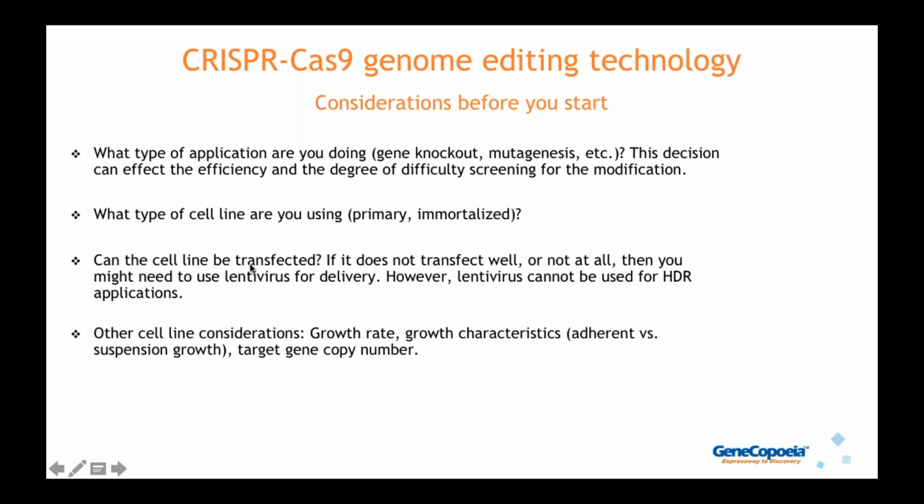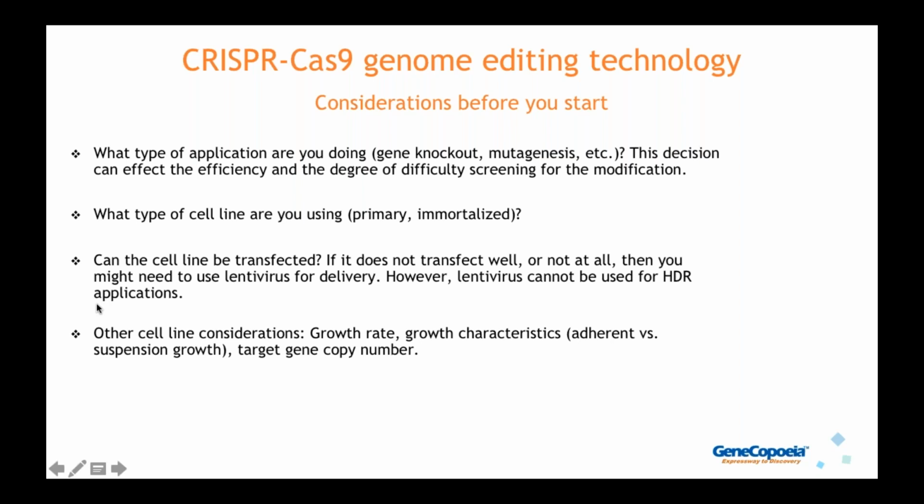Next, can the cell line be transfected? If it does not transfect well or not at all, then you might need to use lentivirus for delivery. However, lentivirus cannot be used for HDR applications because lentiviruses enter the cells as RNA, but HDR donors must remain at all times and enter the cell as DNA.